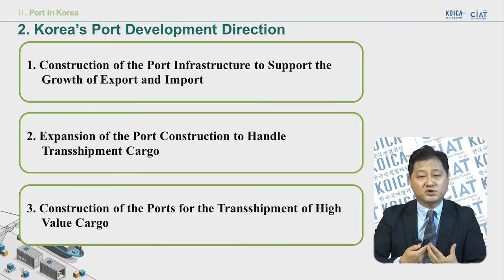Lastly, Korea pursued the construction of ports for transshipment of high-value cargo. After 2005, with China's construction of their ports, the simple transshipment cargo flowing into Korea was reduced, raising the need for high-valued Korean export. The Korean government declared free economic zones centered on ports in Busan, Gwangyang, and Incheon, and focused not only on simple transshipment, but also on the construction of ports capable of value-added logistics.